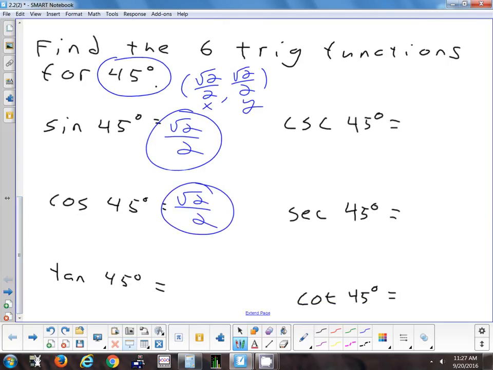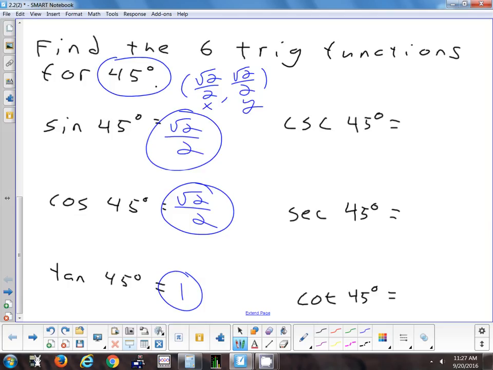And lastly, my tangent. What do we get when we divide y by x? Yep, Shakira, 1. You're dividing two things that are the same. Everything cancels out and becomes 1.